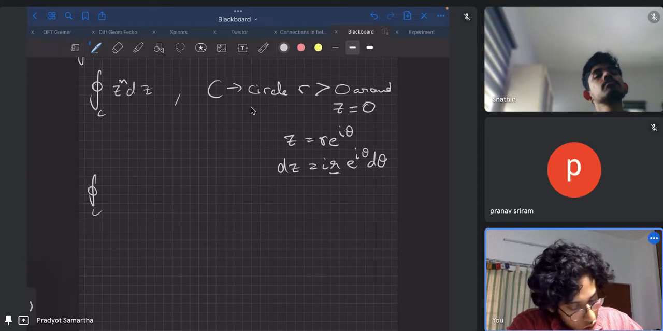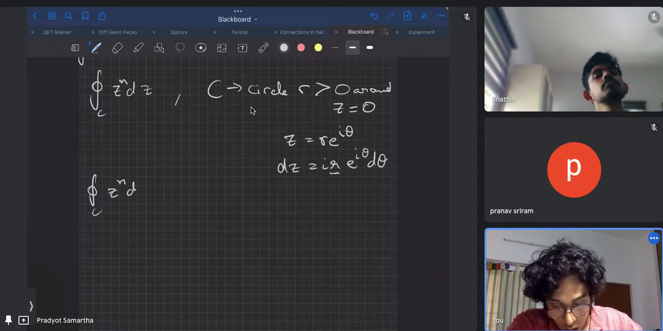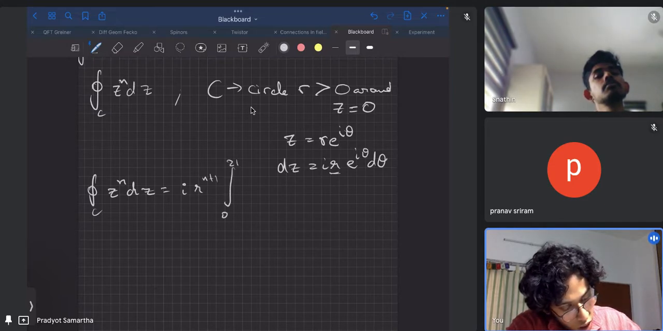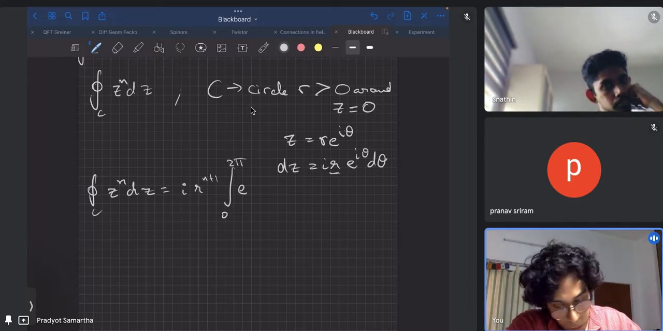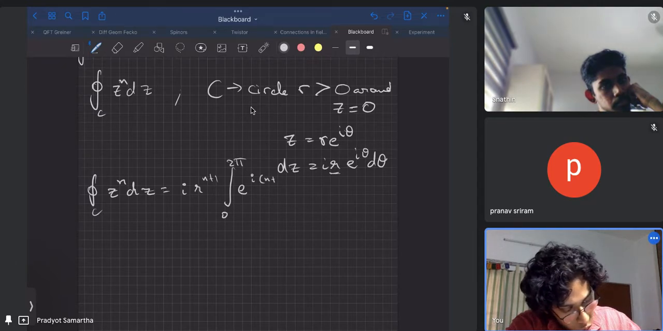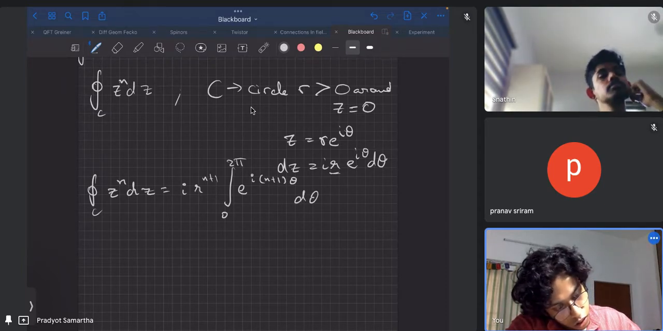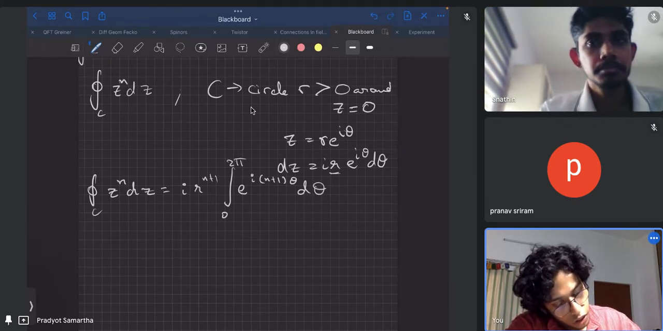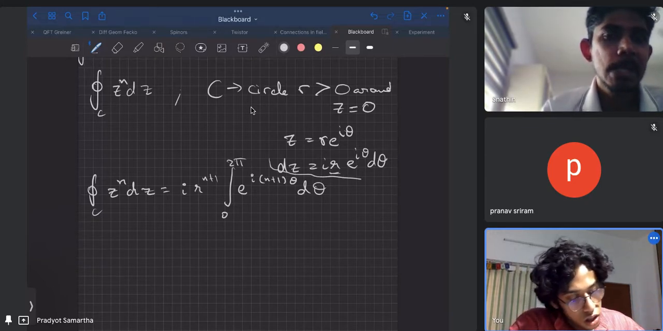So for now, talking about z, your contour integral of z to the power of n dz is nothing but i r to the power of n plus 1 times the integral from 0 to 2 pi of e to the power of i (n plus 1) theta d theta.